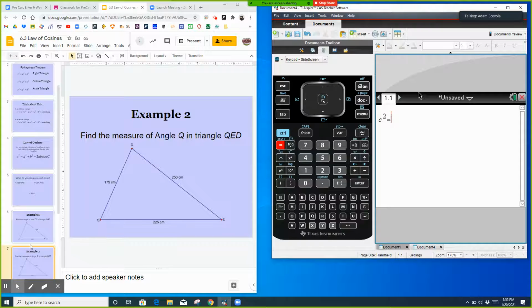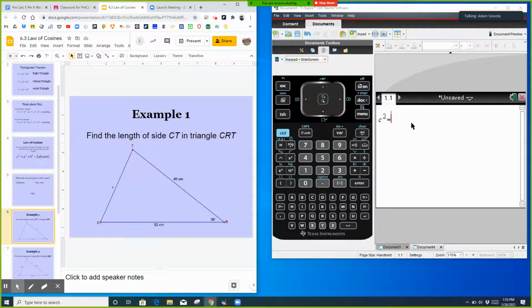Now I'm going to do 45 squared. So c squared equals 45 squared plus 52 squared minus 2 times 45 times 52 times the cosine of 36. We've been working a lot in radians and in degrees, so there's a good chance your calculator is in radians and a good chance it's in degrees, probably a 50-50 chance. So we want to make sure our calculator is in the right mode.